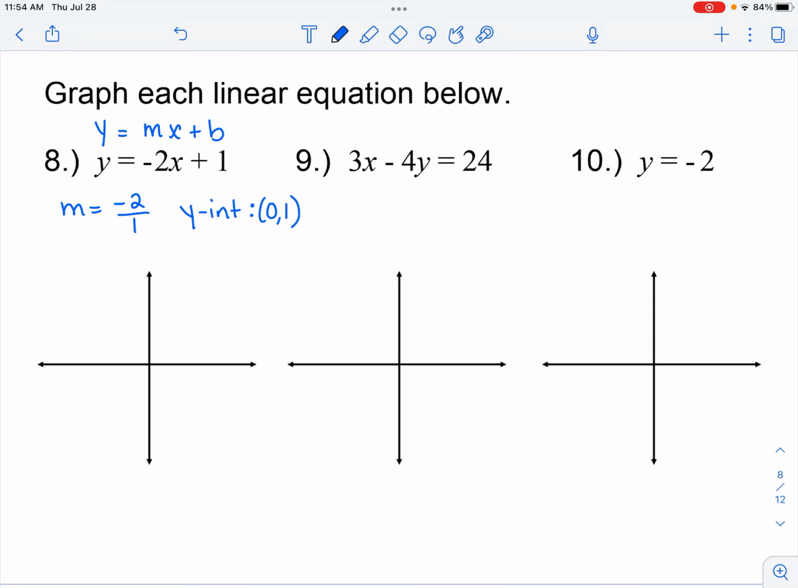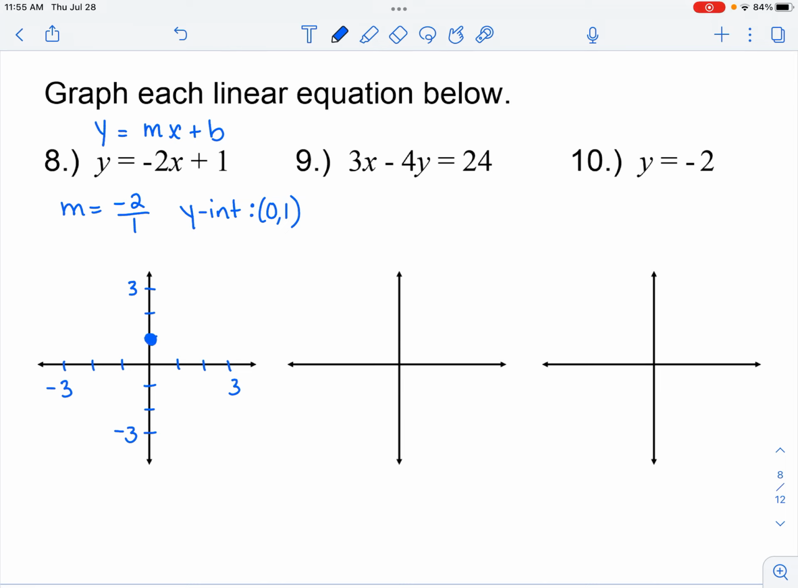All right, so I'm going to go 1, 2, 3. And you can use any scale that you want as long as you are labeling your scale, okay? But you always want to label at least one number on each axis so that we can tell what you're counting by. Now my y-intercept is at 1. So that's on the y-axis. We have a dot at y equals 1.